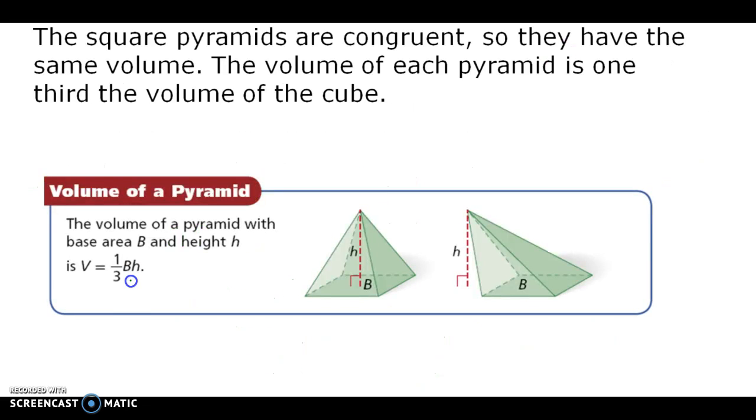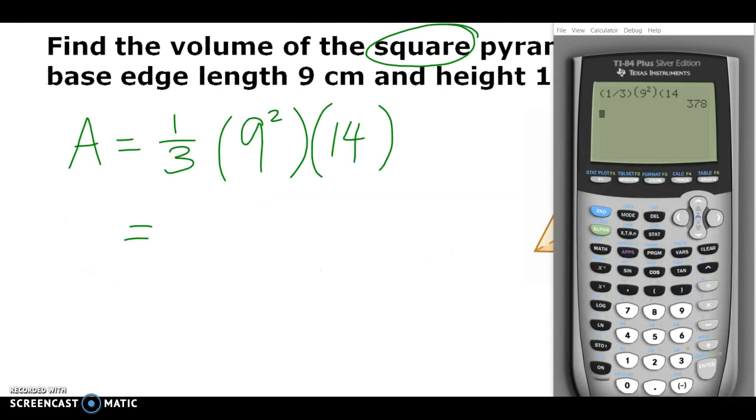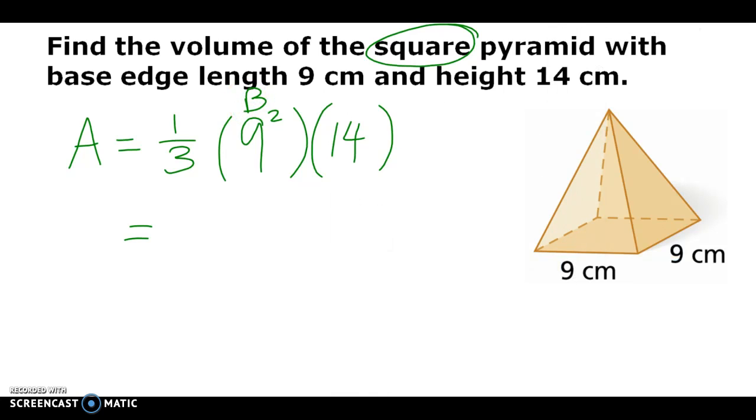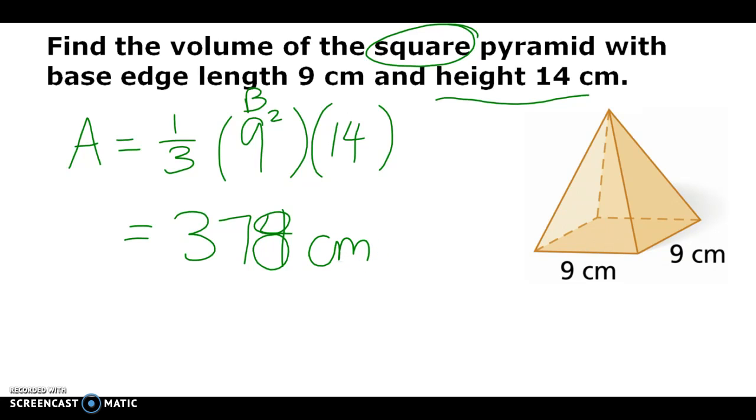So it's 1/3, and that is still the base of the pyramid. The base is going to change, and then times the height. So using our area formula, 1/3 times the base area, which is just the side length squared, times the height, which they give us as 14. We should get 378 centimeters cubed.